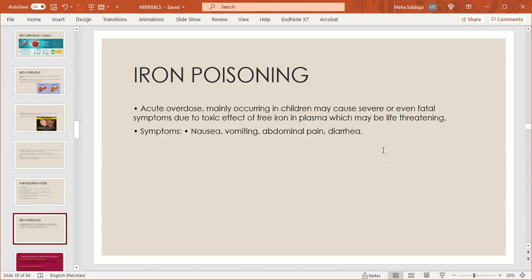Iron poisoning. It is an acute overdose mainly occurring in children, which may cause severe, even fatal symptoms due to the toxic effect of free iron in plasma, which may be life-threatening. Symptoms are nausea, vomiting, abdominal pain, and diarrhea.